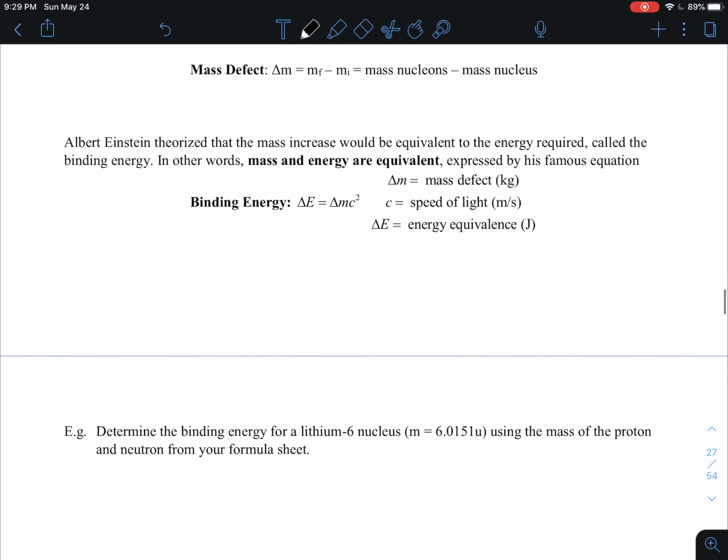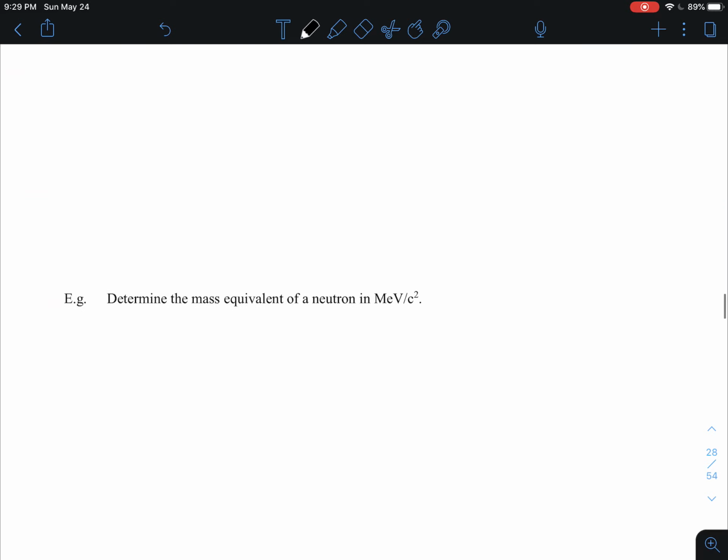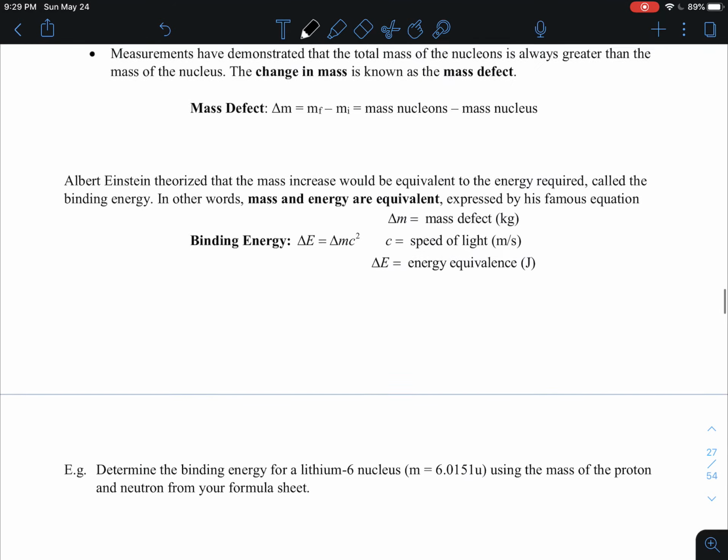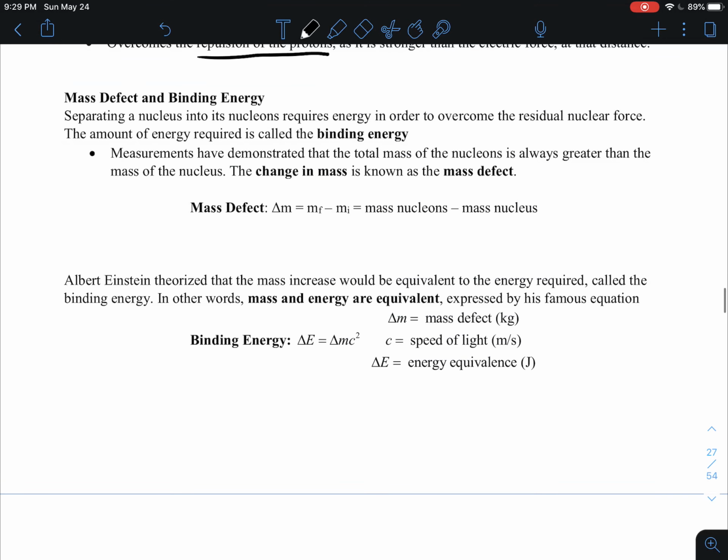All right, we're going to skip over mass defect for now. We'll do the mass defect when we do our nuclear fission and fusion unit. So we're going to skip this for now.